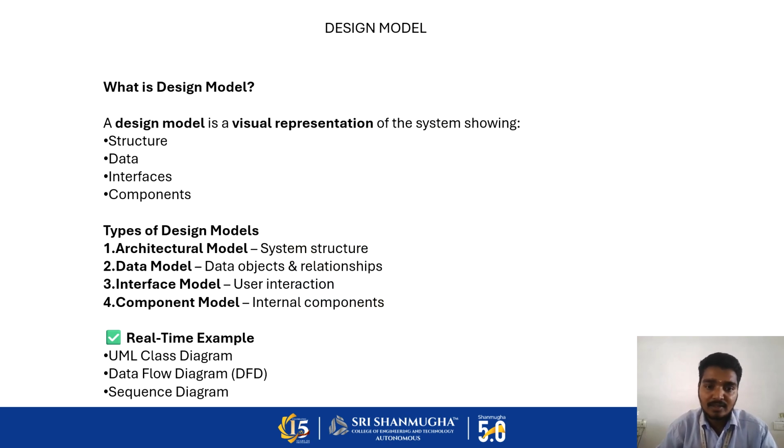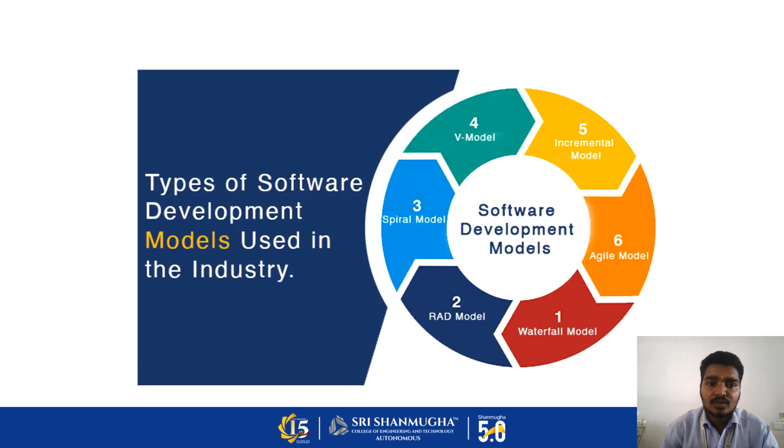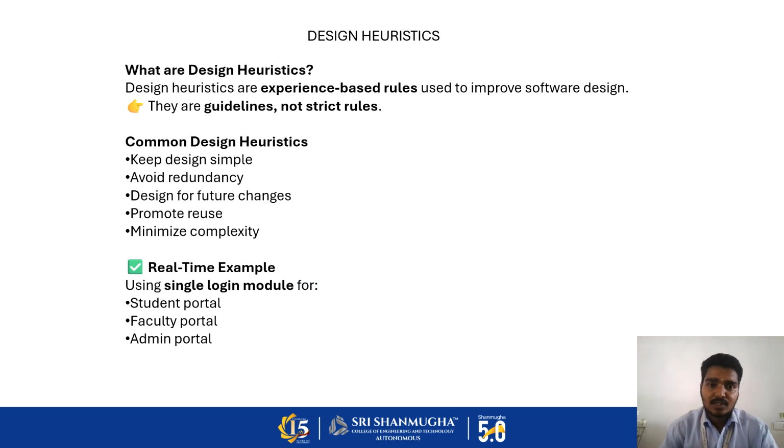Next, the component model, which covers the internal components of the system. Real-time examples are the UML class diagram, data flow diagram, and sequence diagram. They represent the basic level of application models. So the types of software development models in the industry: first the waterfall model, next RAD model, spiral model, wave model, incremental model, and agile model. They are mostly used as design process models in the software industries.